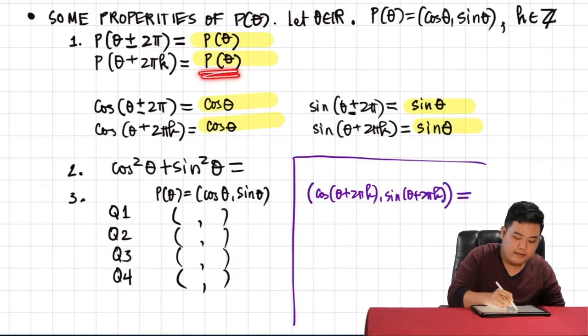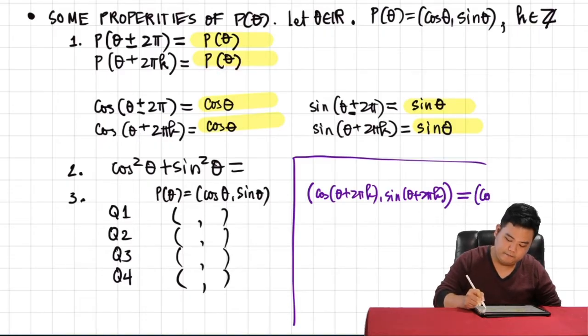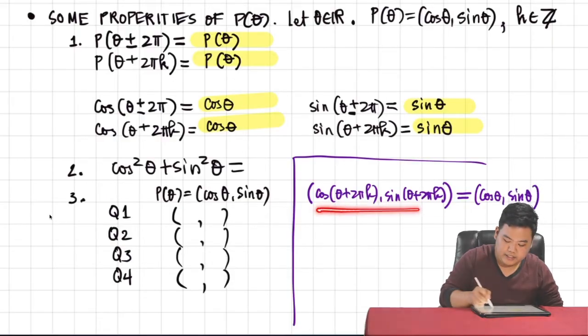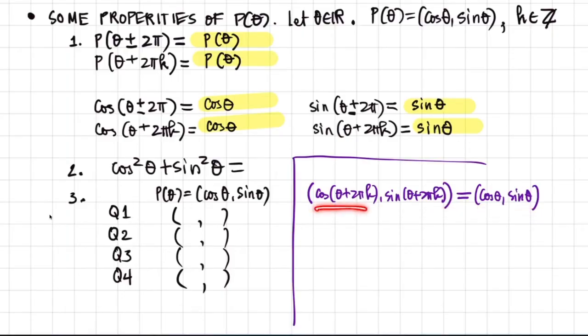And P of theta, sabi natin, that is cosine of theta, comma, sine of theta. Okay, so two coordinates are equal. So, dapat equal yung corresponding x coordinate at yung y coordinate. That's why we have cosine of theta plus 2 pi k equal to cosine of theta, which is precisely this, and sine of theta plus 2 pi k equal to sine of theta. So, which is precisely ito yan. Okay?